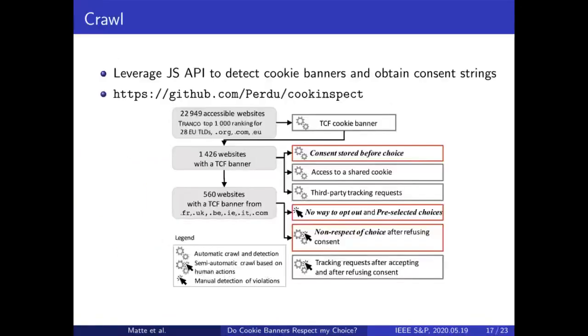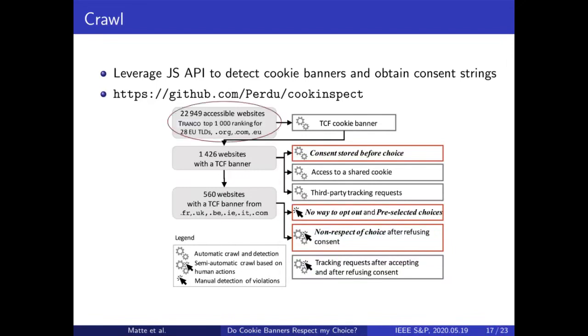Once we identified these 4 suspected violations, we wanted to detect them on a large scale, and this is why we started crawling. As I mentioned earlier, we take advantage of the fact that the JavaScript API is open to automatically and semi-automatically detect violations on websites. For this, we built a Python tool called CookieInspect, which is also publicly available. Now, let me guide you through this figure.